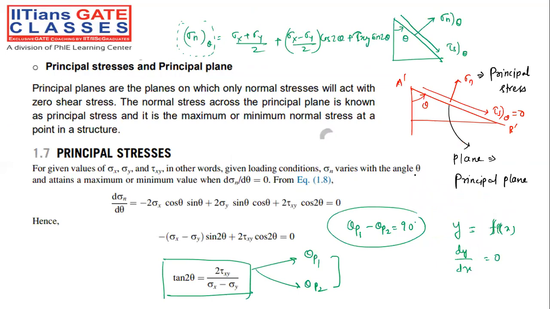So here we can have a look. Theta p1 plus theta p2, together the angle will be 90 degrees, right? We can find the value of theta p2: if we know theta p1, theta p2 is 90 minus theta p1, something like that. Getting my point? These are the fundamental concepts of principal stress and strains, right?